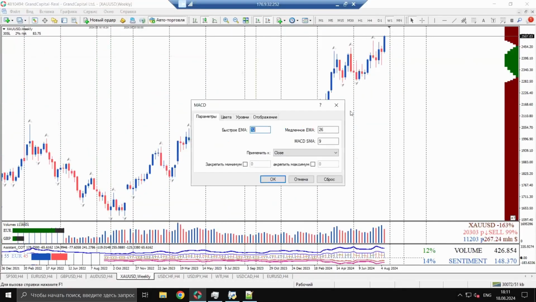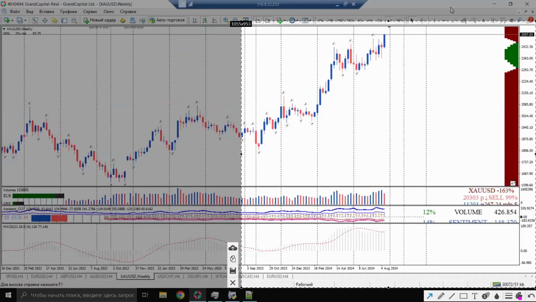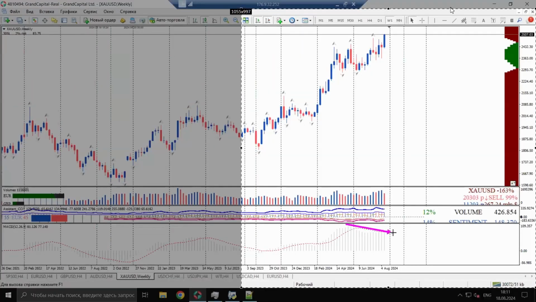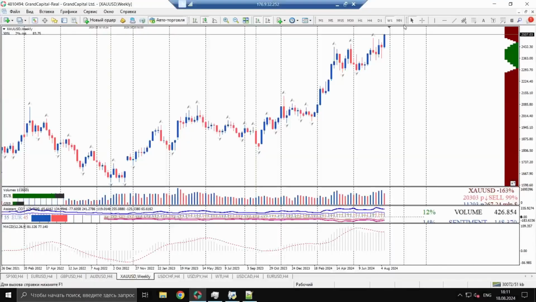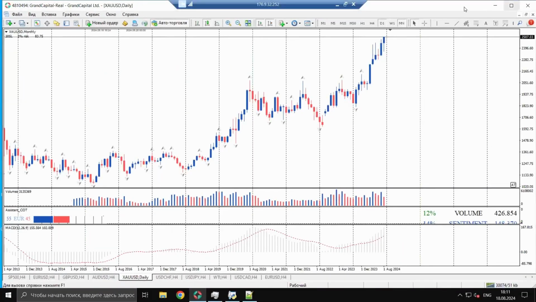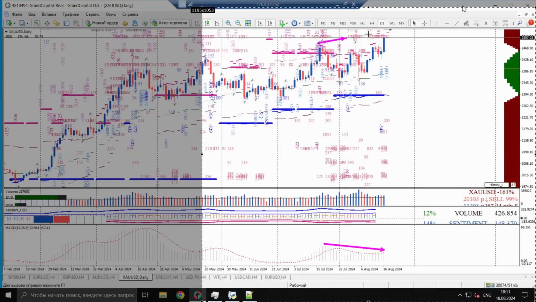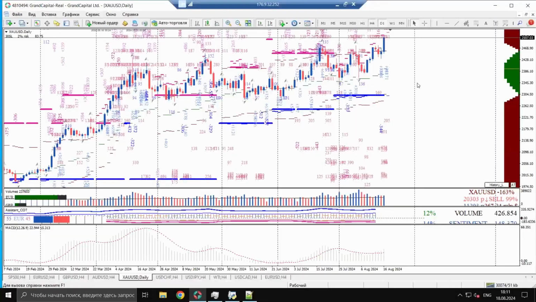If we look at the MD oscillator and check the divergences, we can see that on the weekly time frame, there is a divergence. On the monthly time frame, we have a divergence. And on the daily time frame, we also have a divergence. You won't believe it, but even on the 4-hour time frame, there is a divergence. No matter how you look at it, these divergences are evident.